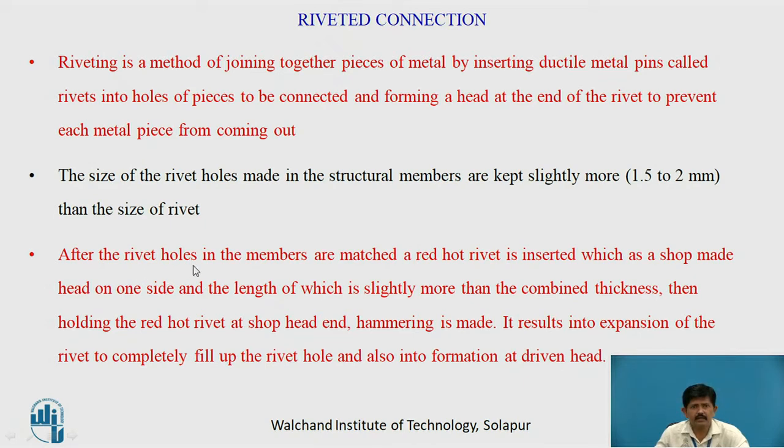After the rivet holes in the members are matched, a red hot rivet is inserted, which has a shop made head at one end and a length slightly more than the combined thickness of the members to be connected. Then, holding the red hot rivet at the shop head end, hammering is done at the other end. This results in the expansion of the rivet to completely fill the rivet hole and also in the formation of a head at the driven end.